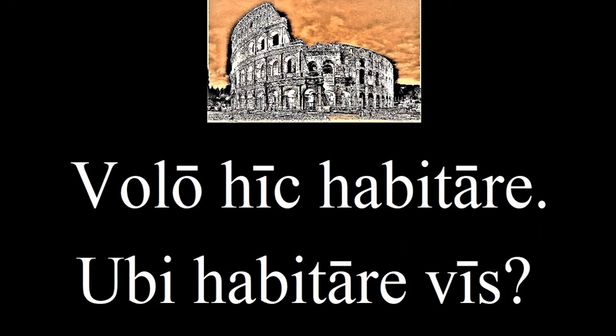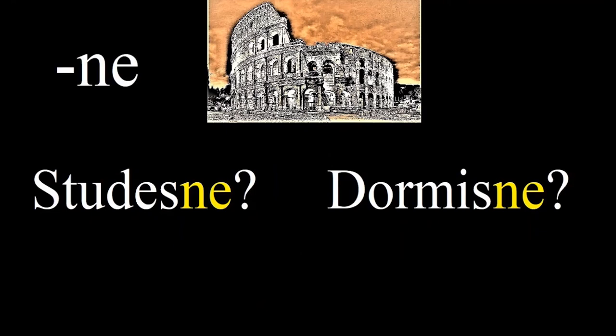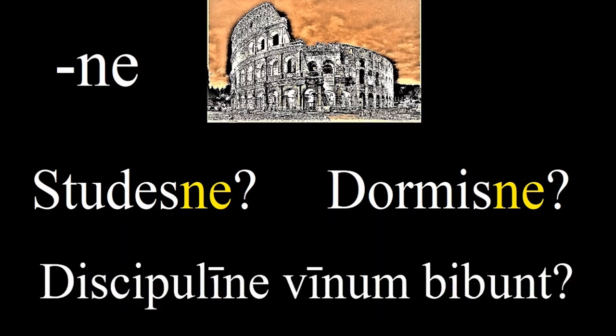For yes-no questions, we simply add the suffix ne to the first word in the sentence. For example, studesne, dormisne. Are you studying? Are you sleeping? Try to ask, are the students drinking water? Discipuline vinum bibunt?